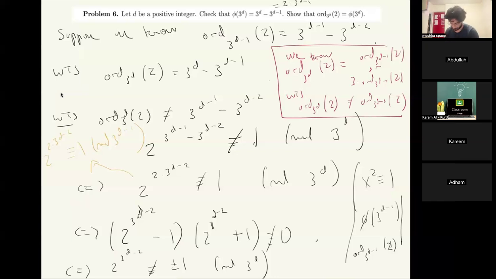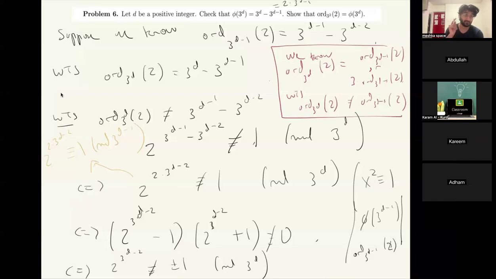I think I'm getting a little bit confused. Let's do the following. Can we try using induction differently? We can just try to prove that 3 to the power of k completely divides 2 to the power of 3. Yeah, we're trying to just prove that it completely divides it.